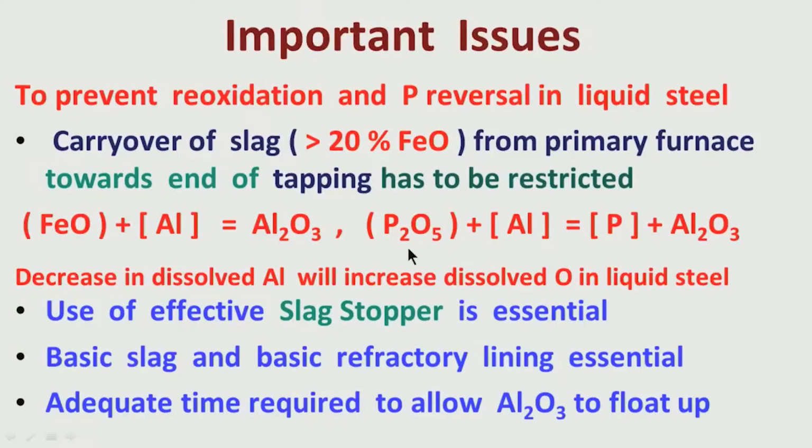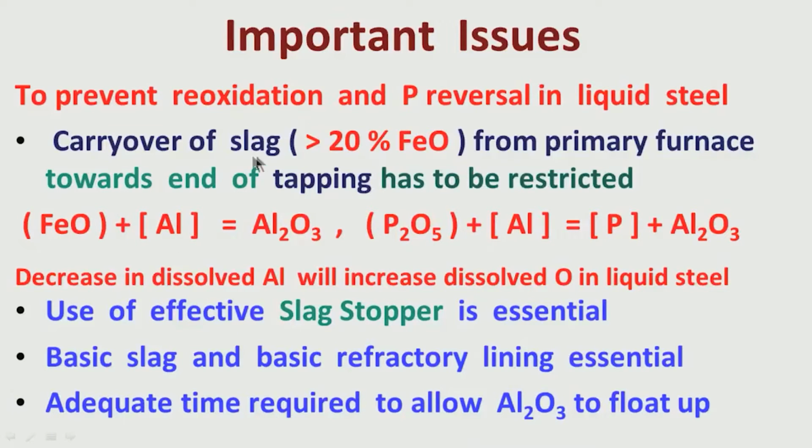So, this FeO can react with dissolved aluminum. Phosphorus oxide in slag, if it comes to the ladle from the primary furnace, can react with aluminum in liquid steel. MnO, like FeO, can also react with aluminum. In this process, what is happening? This dissolved aluminum in liquid steel is coming down. The steel is getting reoxidized, and what is the most potential element which will reoxidize first? Of course, it is aluminum.